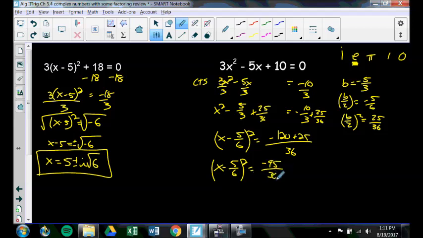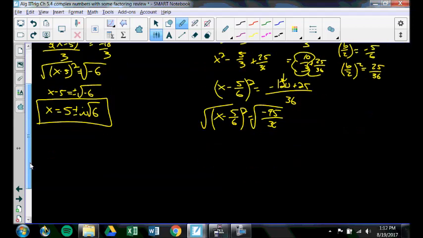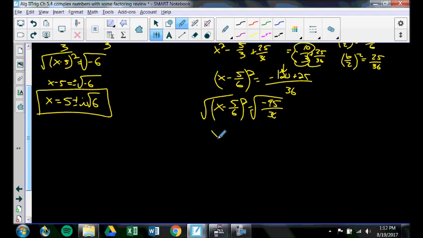If you're wondering where this number came from, it was getting a common denominator with that 3 and that 36 on the bottom, multiplying it by 12. Now I would square root both sides, and last time I said, oh look, we can't square root negative 95, that means there's no real solutions. But now we can say x minus 5 over 6 equals plus or minus i root 95 over 6. Then we add 5/6 to both sides, and x equals 5 plus or minus i root 95 over 6.